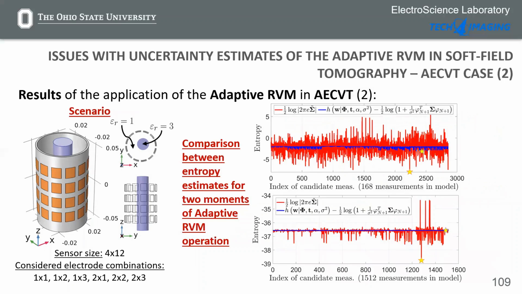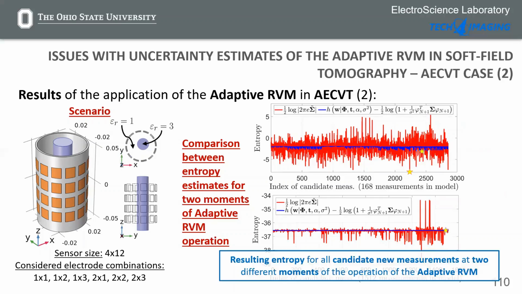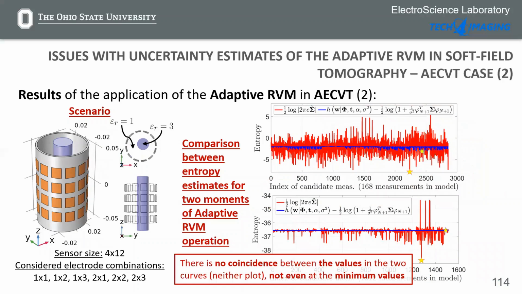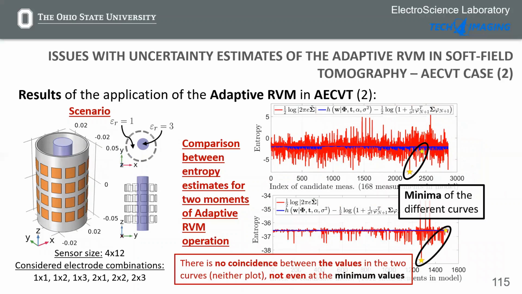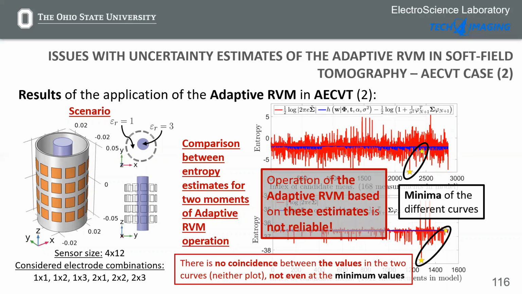Now, here we have the comparison between the actual entropy that we obtain when we insert a new measurement and the estimate given by the formula that we showed earlier. This is for two different moments of the operation of the adaptive RVM: one when we have 168 measurements and one where we have 1,512 measurements. We see that in none of the cases do the plots coincide at all, not even when we consider the minimum values in the curves. So this basically signals that the operation of the adaptive RVM, which is completely based on the estimate given by the blue curve, is not reliable in general.